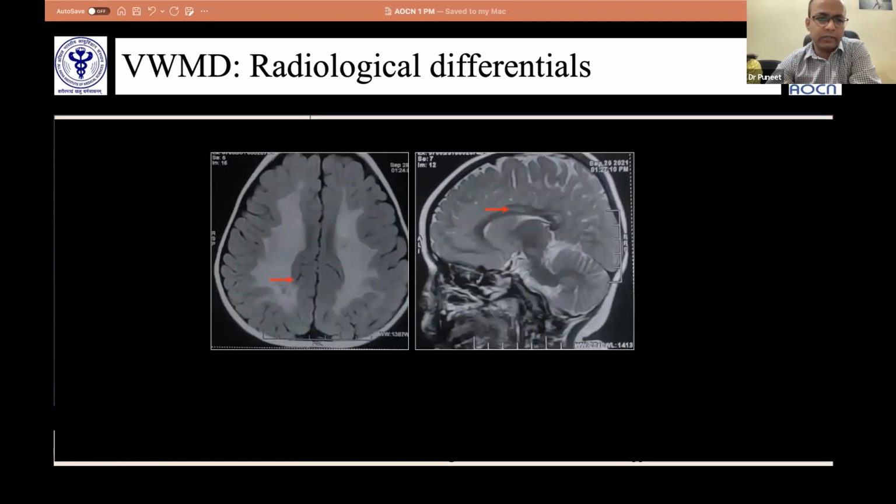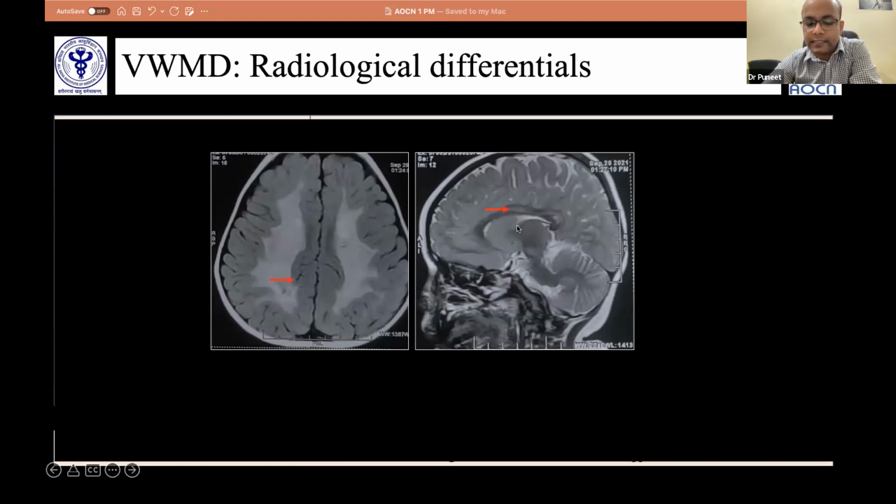Coming to this case, this is a 3-year-old girl who had global developmental delay, and at 2.5 years there was further regression of milestones. On this FLAIR axial sequence, we find symmetrical deep white matter hyperintensity, and there are some cystic changes and some rarefaction of the white matter happening.